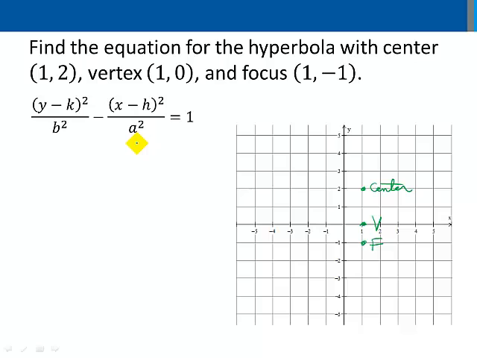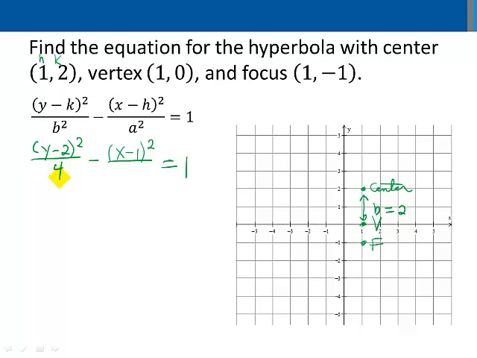I know what (h, k) is, my center. And so we have (y minus 2) squared over b squared, whatever that is, minus (x minus 1) squared over a squared, whatever that is, equals 1. So let's find a squared and b squared. Okay, so b squared is easy. b is going to be the distance from the center to the vertex here, and so b will be equal to 2. That means that b squared will be equal to 4.